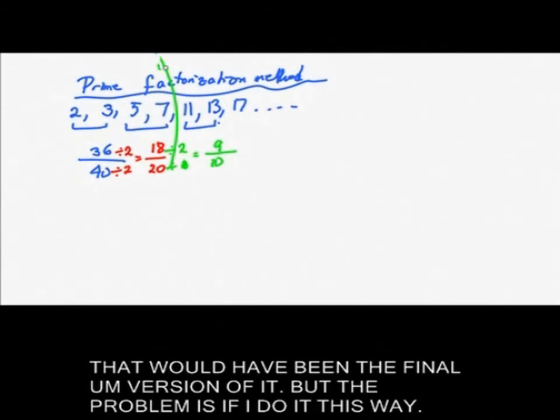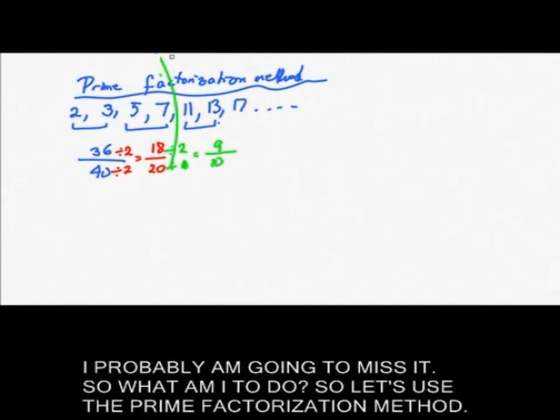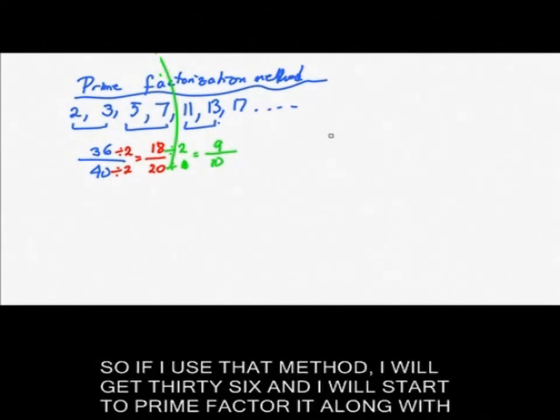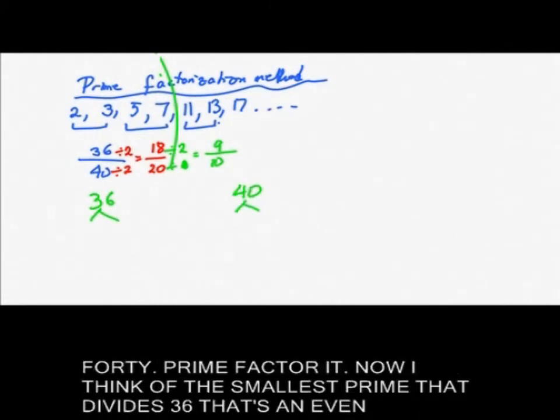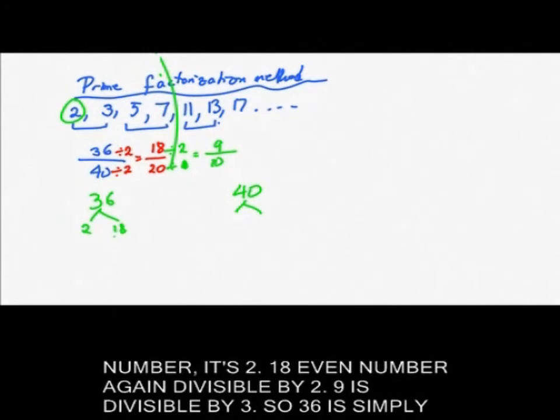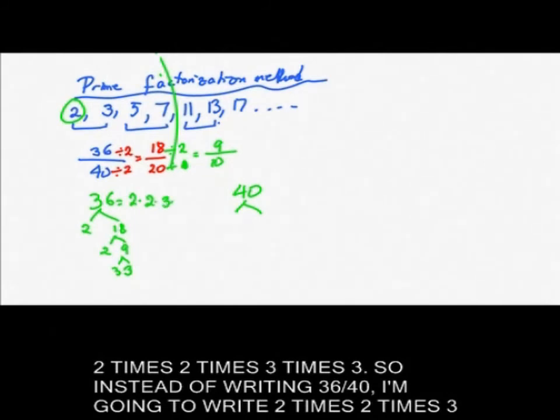But the problem is, if I do it this way, I probably am going to miss it. So what am I to do? So let's use the prime factorization method. If I use that method, I will get 36 and I will start to prime factor it along with 40. Now I think of the smallest prime that divides 36. Since that's an even number, it's 2. 18, even number, again divisible by 2. 9 is divisible by 3. So 36 is simply 2 times 2 times 3 times 3.